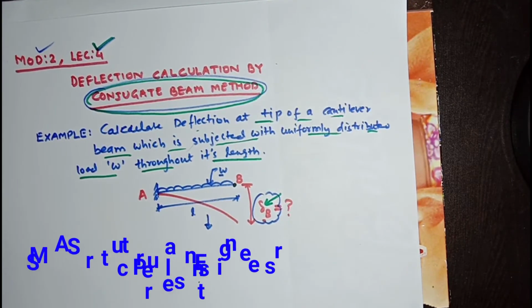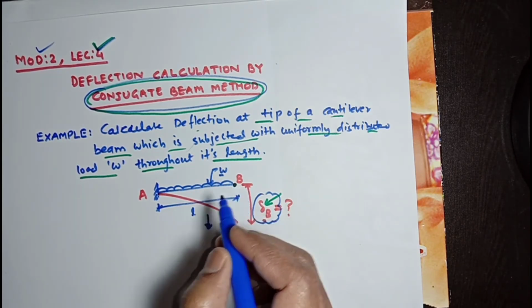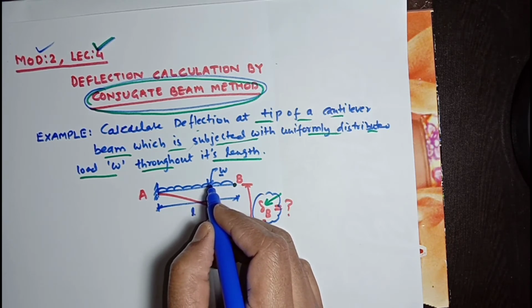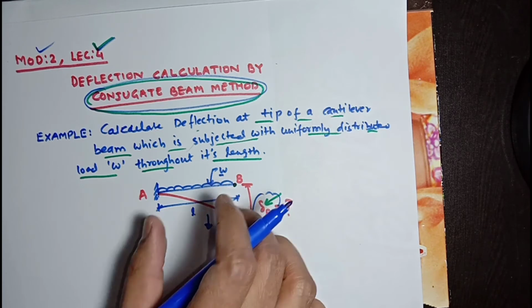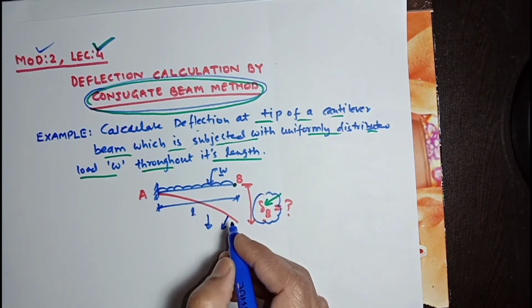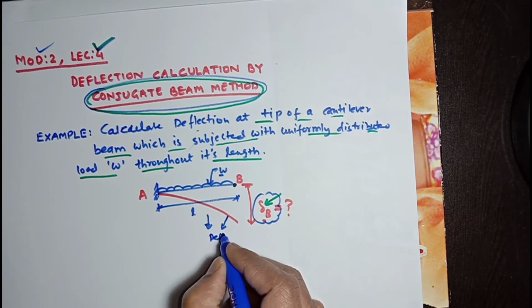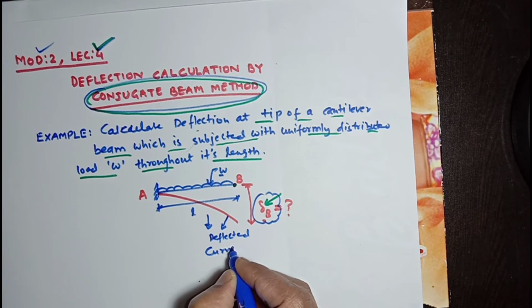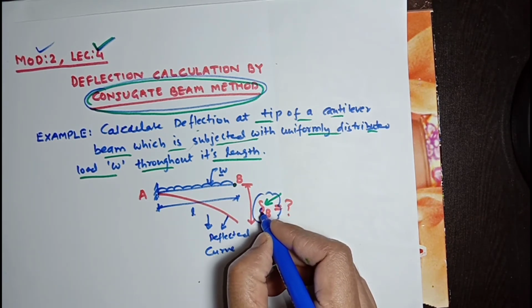Dear friend, I have come with a very interesting example for the calculation of deflection at a point B for a cantilever beam which is subjected to a uniformly distributed load W. The length of this beam is L and this is the deflected shape, the deflected curve. Our objective is to find delta B.